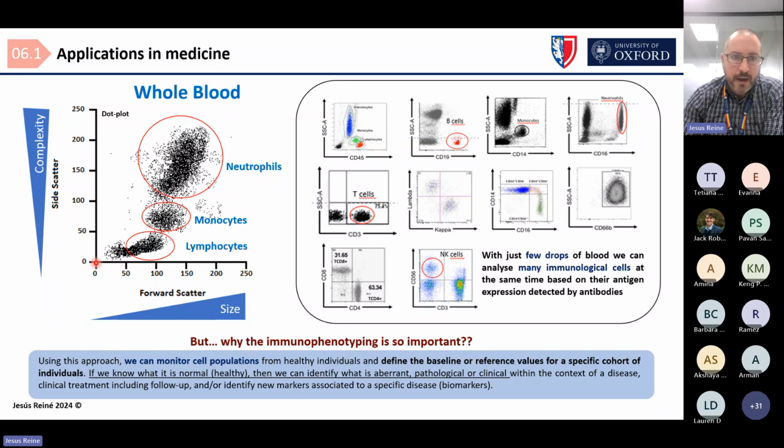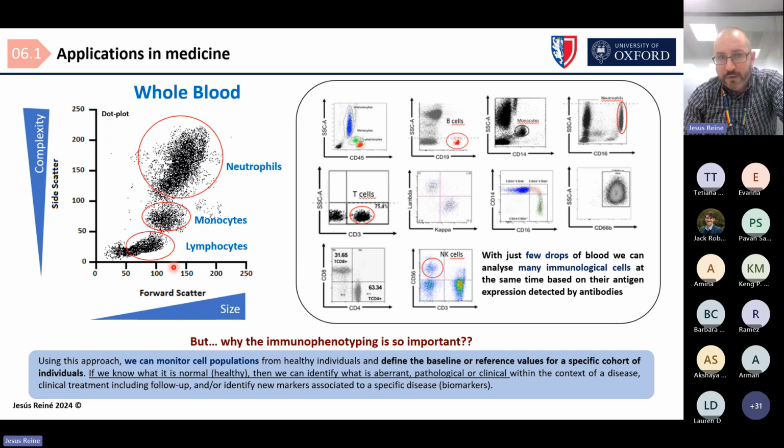So here in this bivariate plot, or dot plot, because we compare 2 parameters, we can see 3 different populations: lymphocytes, monocytes, and neutrophils. As you can see, the neutrophils are bigger because they are more to the right, but also more complex because they are in a higher position in comparison to monocytes or lymphocytes. The cells located here, which we don't include, are called debris. These cells are very small and have very low complexity, so they are fragments of cells, and we are not interested in analyzing them.